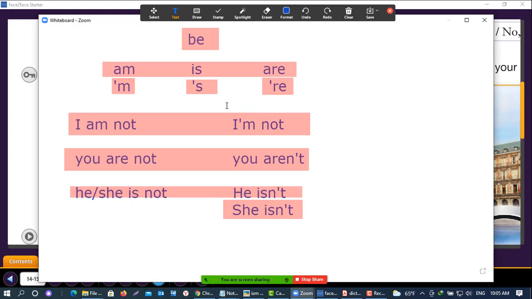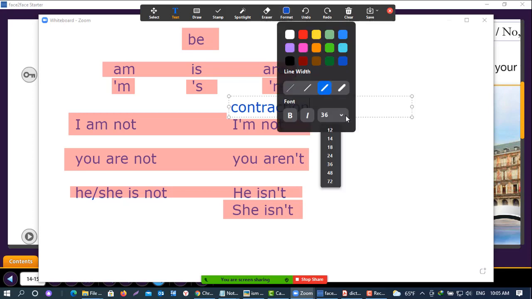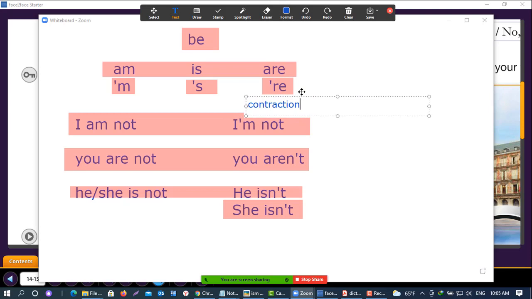Maybe teacher, spelling word contraction. How do we spell that? When I ask about something, we say, how do you spell that? How do you spell that contraction? Double E or E L? E double L. Teacher, can I say limitation, right?